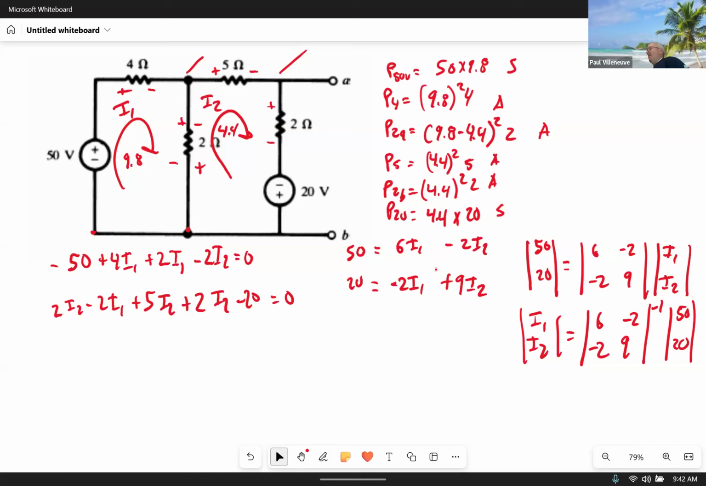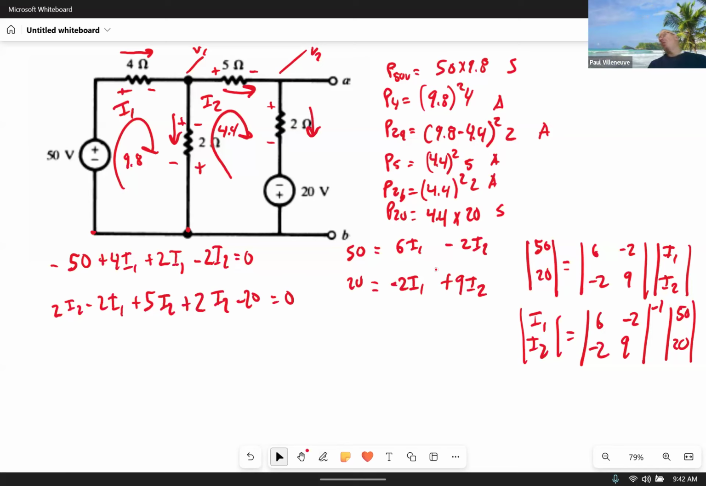That's how you would do it with mesh. Let's do it with nodal. We'll call that V1 and V2. So we'll do the V1 node first. We're going to assume current directions like that.